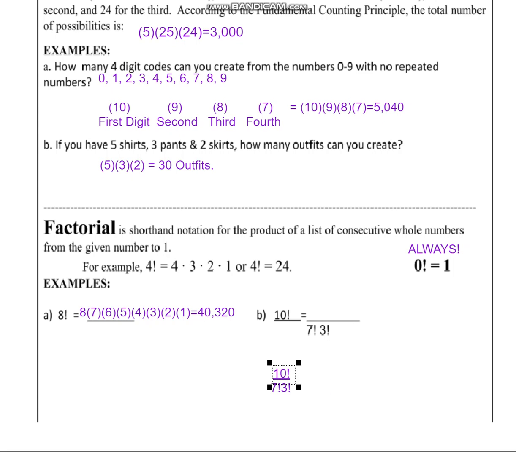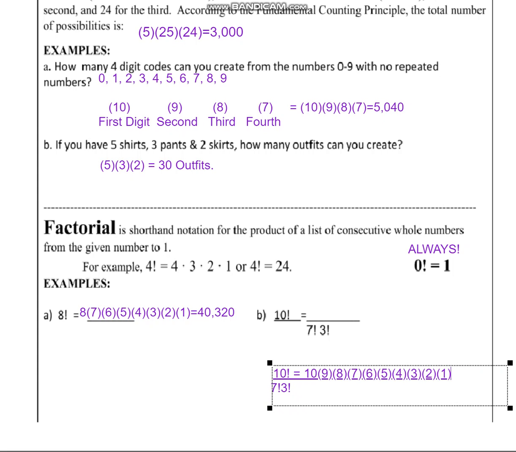All right, so if I were to expand this out, right? So this is going to equal 10 times 9 times 8. And then would you look there? Whatever is left is technically 7 factorial, but let's go and multiply it out just so you guys can see it. 7 times 6 times 5 times 4 times 3 times 2 times 1.